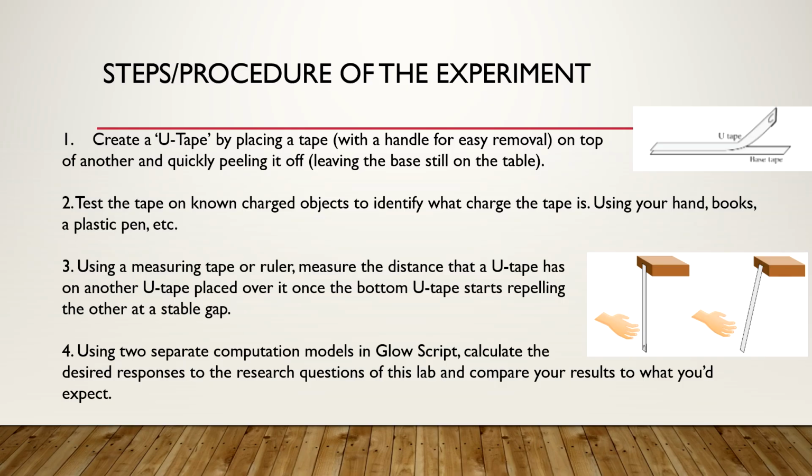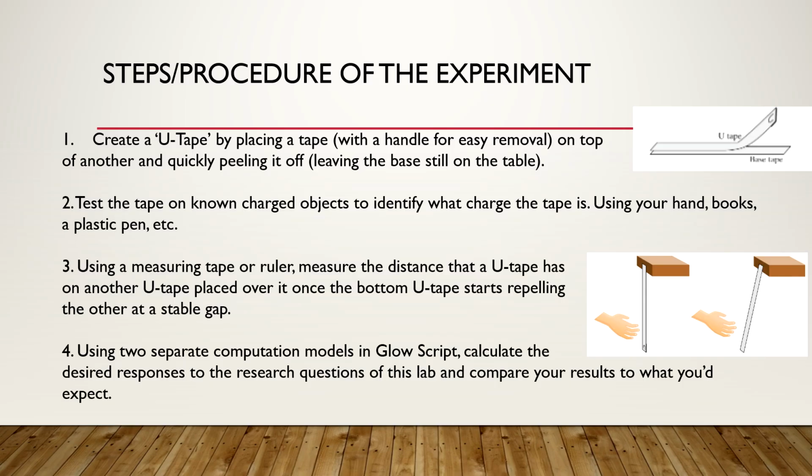Next, we want to use a measuring tape or ruler to measure the distance that the U-tape has on another U-tape that's placed over it. And so we can see where it starts repelling it, and then we want to measure that distance to use for our later calculations. Then lastly, we want to use two separate computation models in GlowScript to calculate the desired responses to the research questions of the lab.